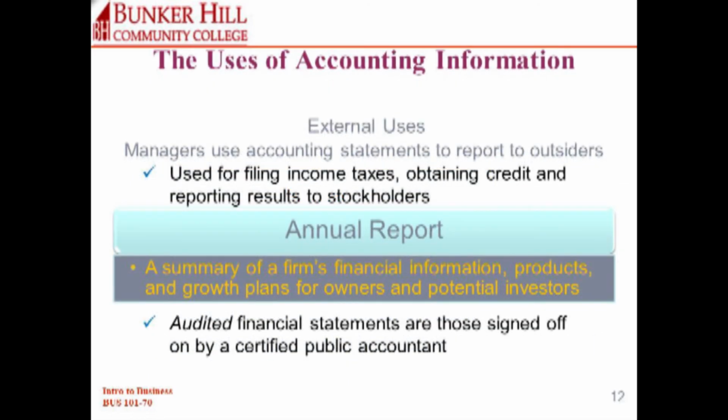Slide 12 talks about the external uses. This is again reporting for income taxes, proving that your expenses are legitimate so that you're paying the appropriate tax on the profit that you've made. You may need to get credit from various sources, whether it's an angel investor, a venture capitalist, getting a loan from a bank or some other financial institution. You may have to file annual reports if you're a publicly traded company through the SEC. Those reports are going to have to be audited, probably by an independent certified financial auditor or accountant.